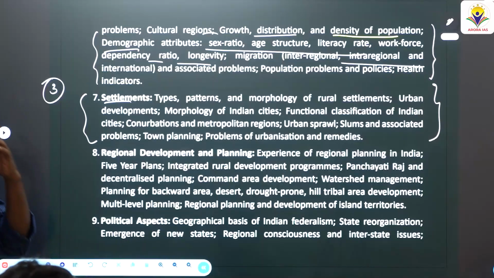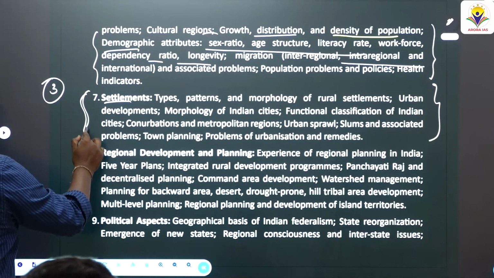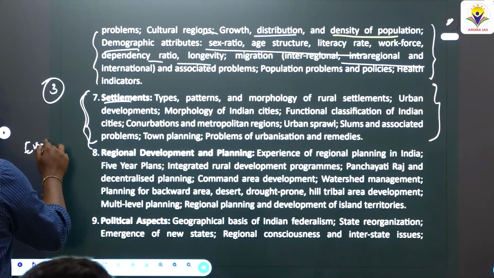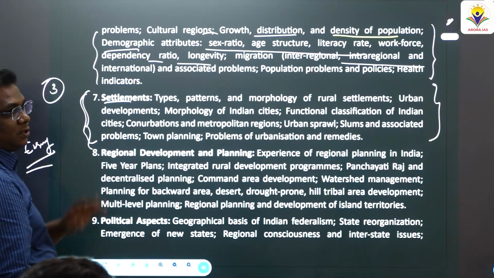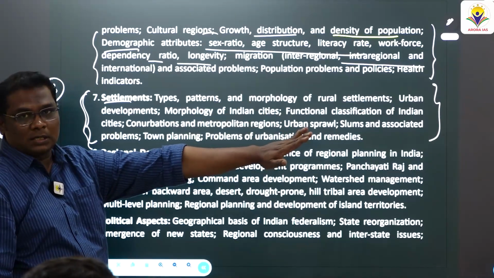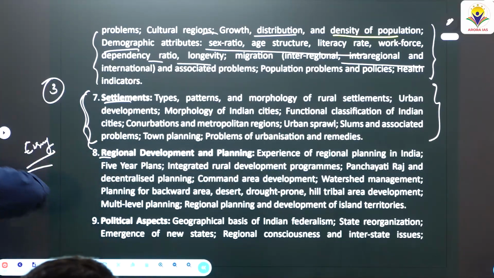settlements, types and patterns of settlements, cities, regional planning, morphology of Indian cities, structures, functional classification of Indian cities, conurbations, metropolitan cities, cosmopolitan cities, urban sprawls, slums, associated problems. So this is the entire discussion. With this you can also answer very important essays. And after completion of the entire geography optional portion, I will tell how it is helpful in writing the general essay also. Regional development and planning, experience of regional planning in India.